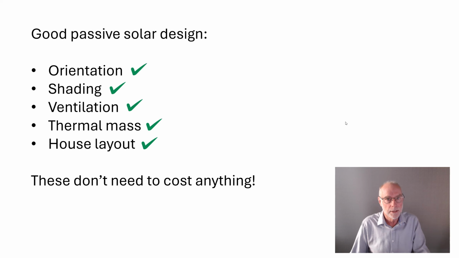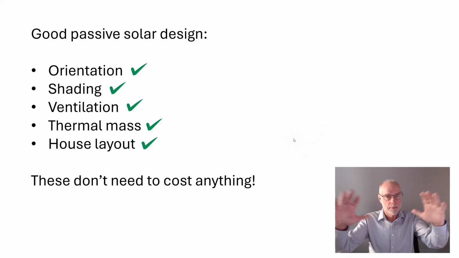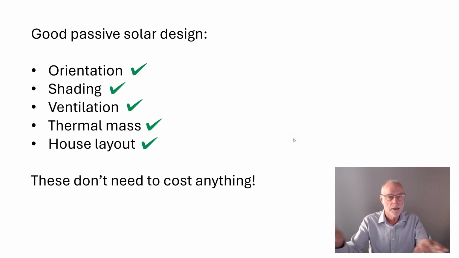Ventilation. How do we get good air to breathe? How do we get good air to cool ourselves? How do we get good air to cool the thermal mass, which is the next point? The thermal mass absorbs winter sunshine and then feeds that heat back into the house in winter. In summer, it absorbs heat that we then get rid of that night. And the house layout, the shape of the whole house and where things go inside the house to make most of everything else we've described.